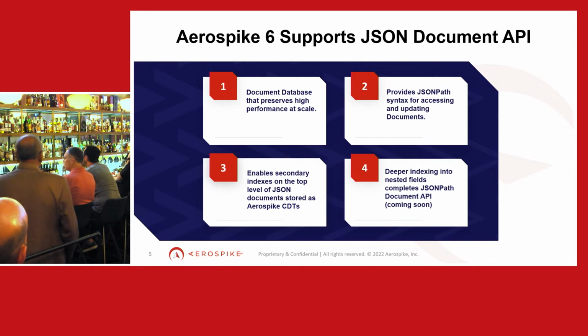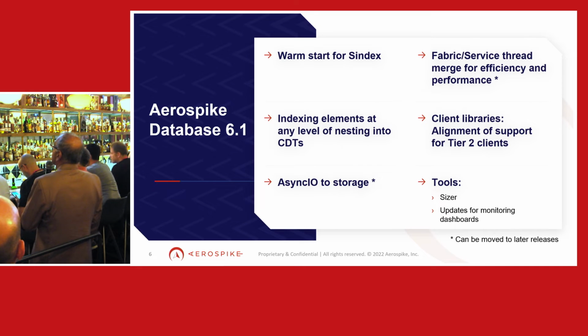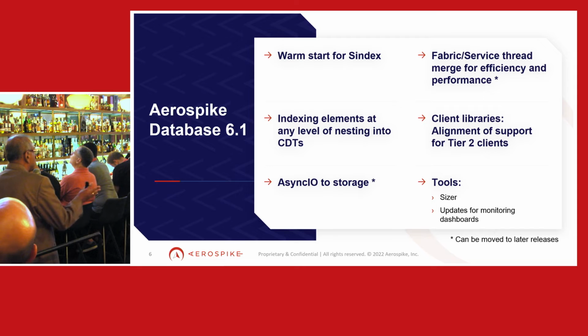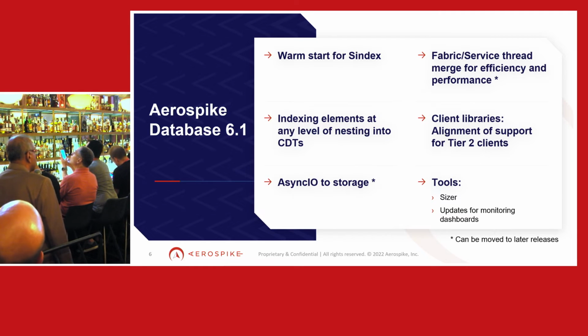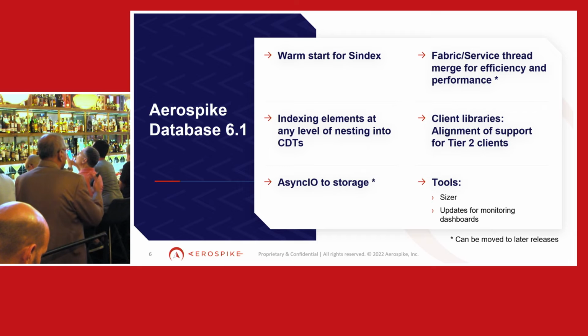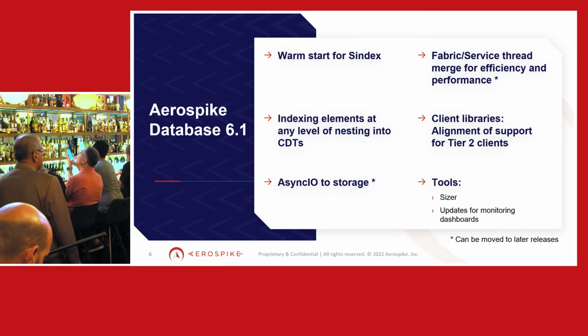So if you look at 6.1, the most important features, which is going to come out in a quarter or so, is the warm start for secondary index. So once we have warm start, which means you can now have terabytes of data or tens of terabytes or maybe petabytes of data indexed with Aerospike, and you can actually warm start the node within a minute like you're used to doing today with primary indexes. And again, indexing of deeper nesting, which enables you to do a pure, full-fledged document application without any restrictions whatsoever.